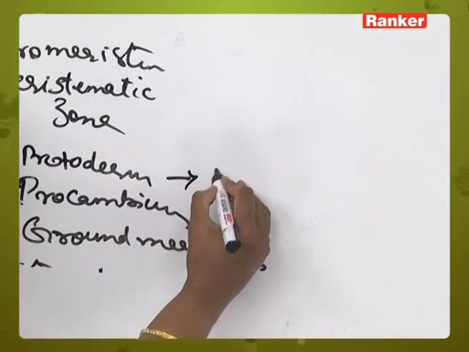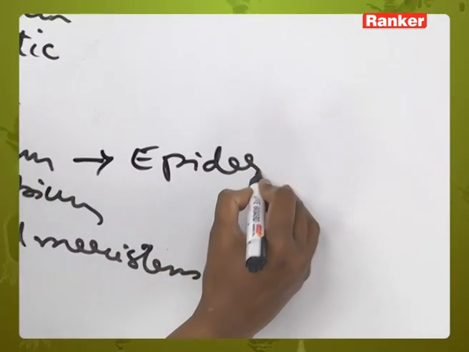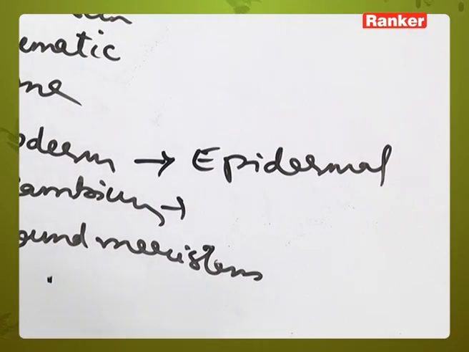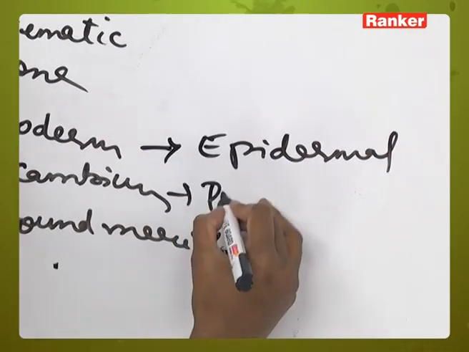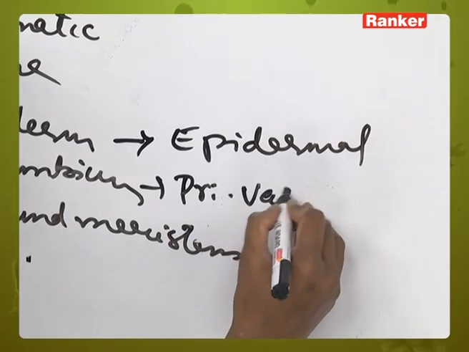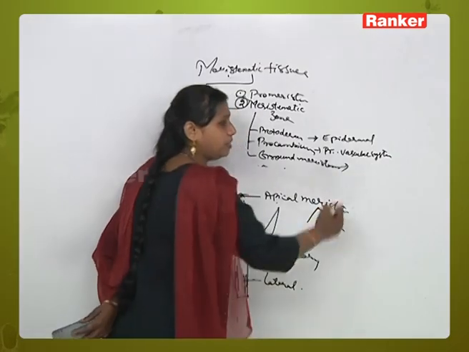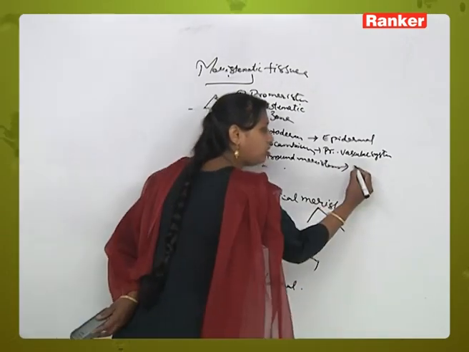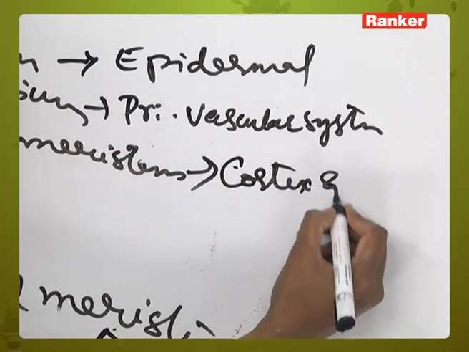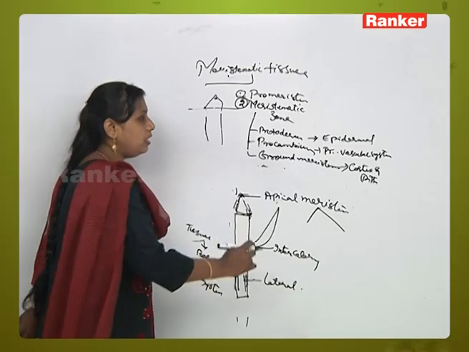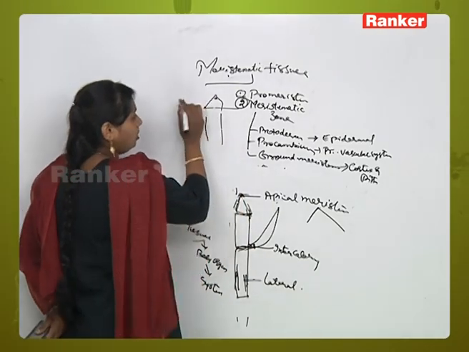Now, protoderm will ultimately give rise to the epidermal tissue system. Procambium will give rise to the primary vascular tissue system. And ground meristem, as we all know, will give rise to the remaining cortex and pith. Now, this is about apical meristem.